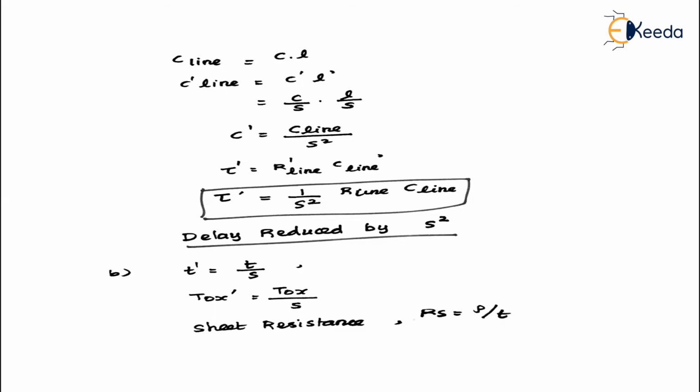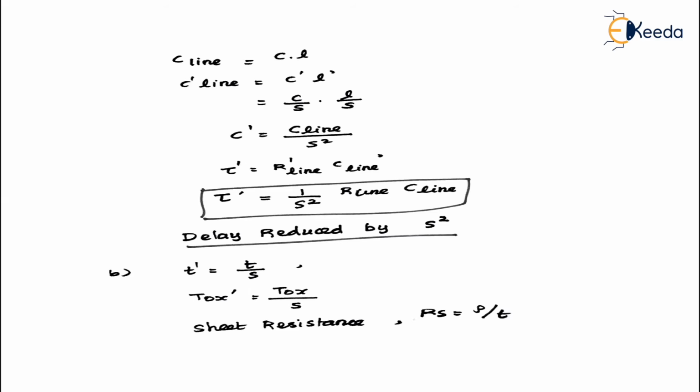We know what R line is, we know what C line is. So if you multiply R line into C line, you will find that your delay is being reduced by a factor of S square if you reduce the width and the length of the interconnect. Okay, it is having a tremendous effect.